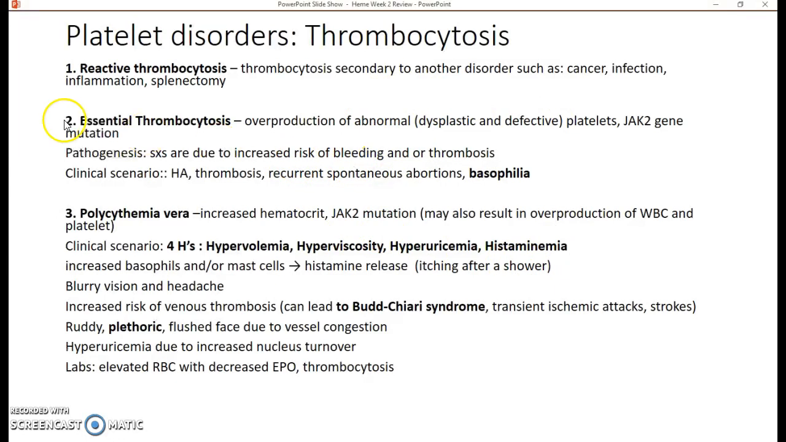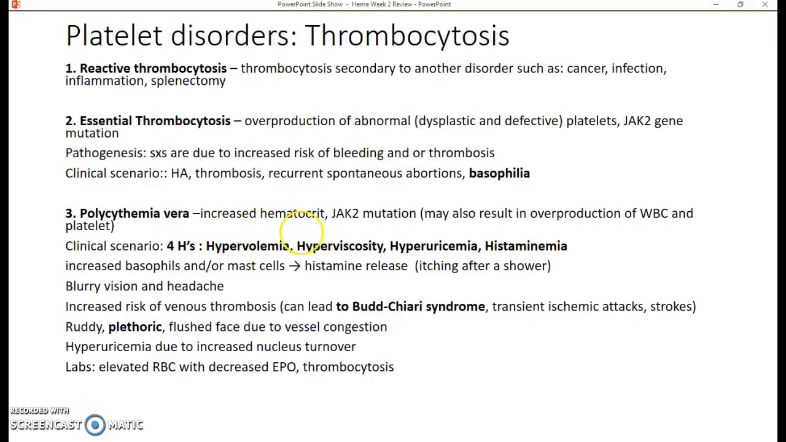So the classic for all the myeloproliferative disorders, you can see basophilia. So in CML, P. vera, other things, that's one of the things you want to watch for on your diff. So moving on to P. vera, you get the 4 H's, hypervolemia.